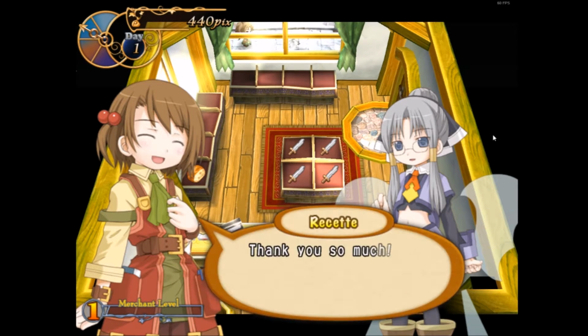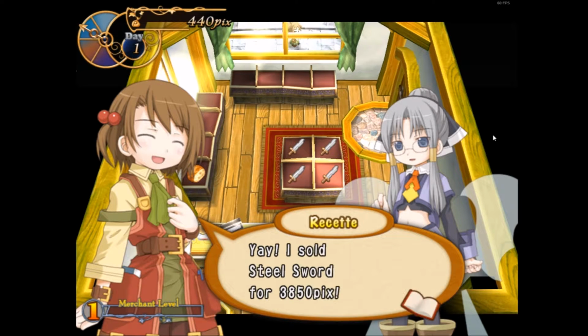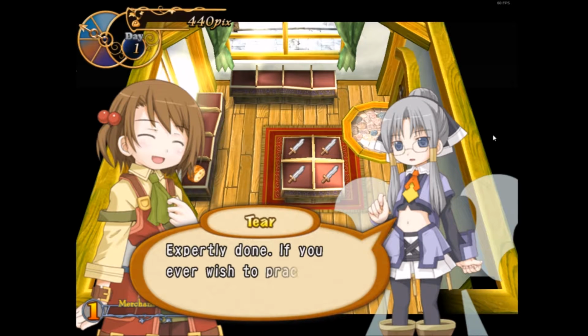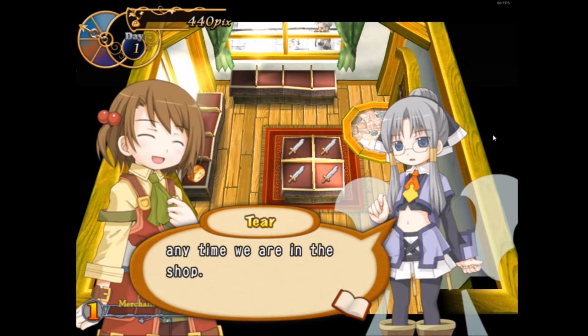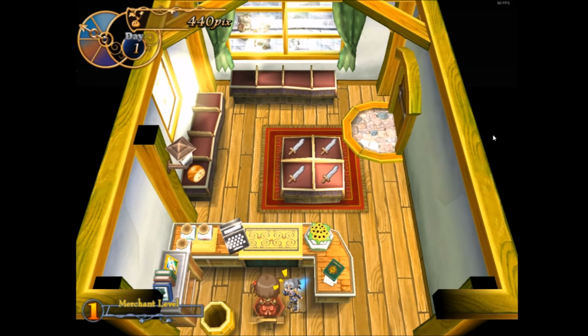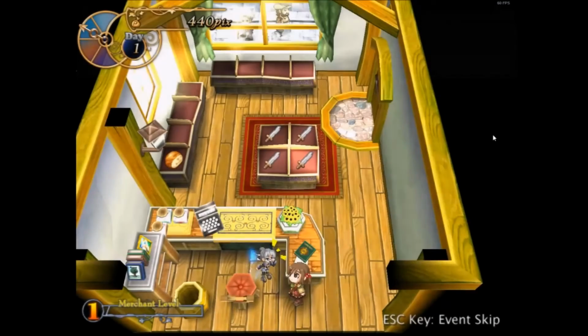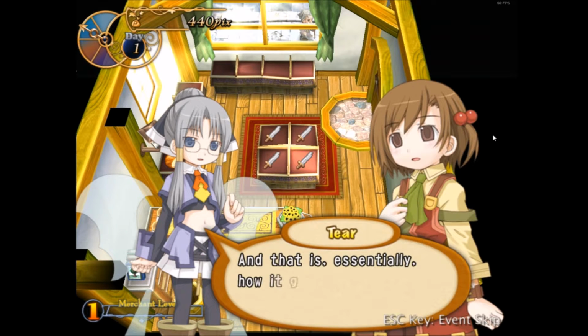Yes, an excellent price. Thank you so much. Yay, I sold the steel sword for... nochmal den gleichen Preis wie beim ersten Schwert. Wahnsinn. Expertly done. If you ever wish to practice again, simply ask me anytime. We are in the shop. Okay, das mit dem Preis ist anscheinend weniger wirklich verhandeln, sondern einfach 30%.